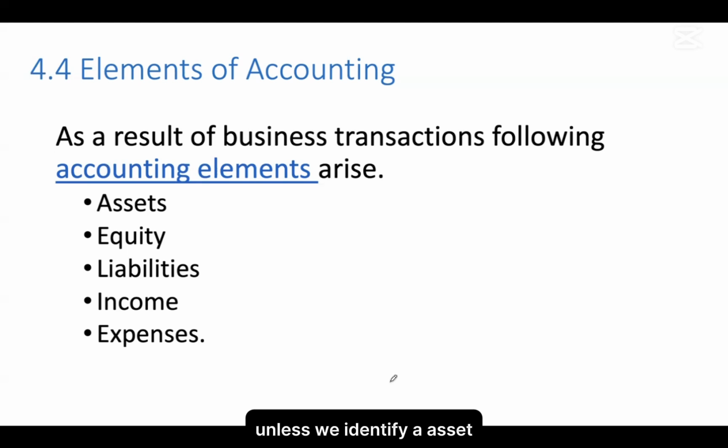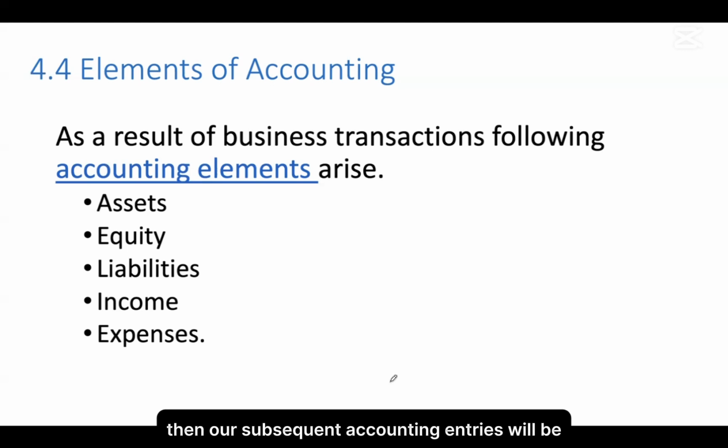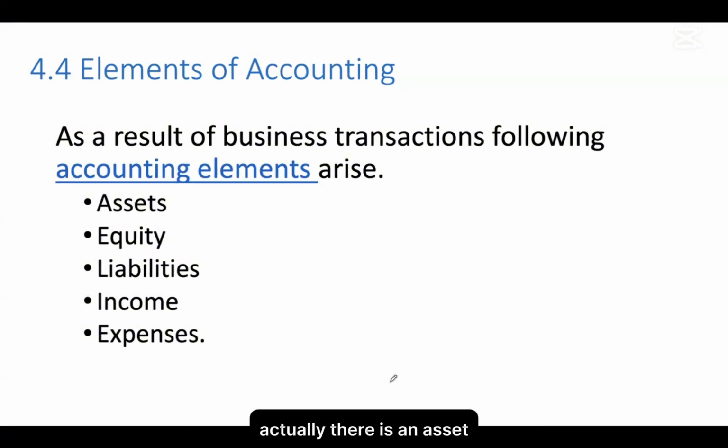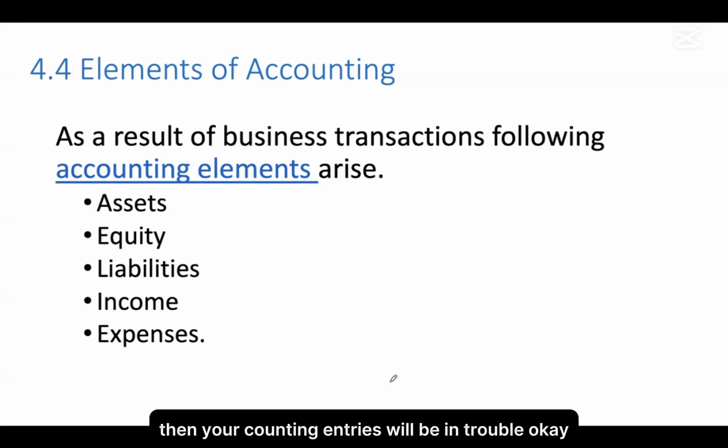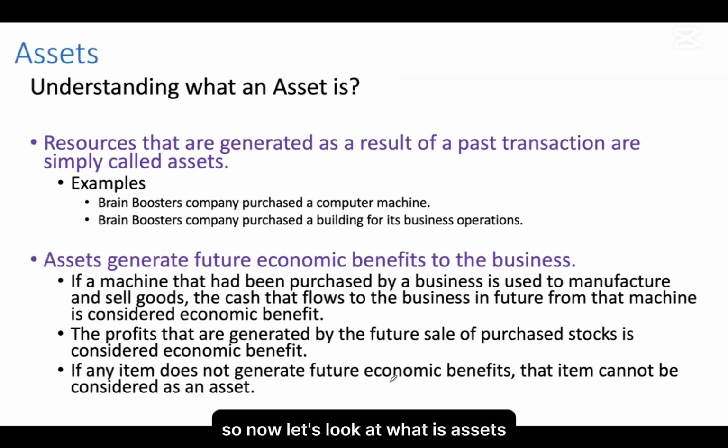Unless we identify an asset as an asset, our subsequent accounting entries will be subject to error. For example, let's say there is an asset, but you identify it as a liability. Then your accounting entries will be in trouble. So now let's look at what an asset is.